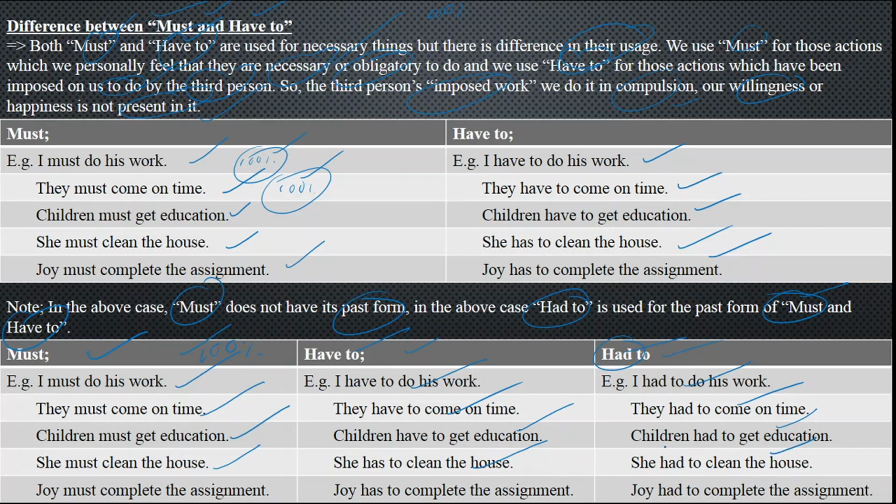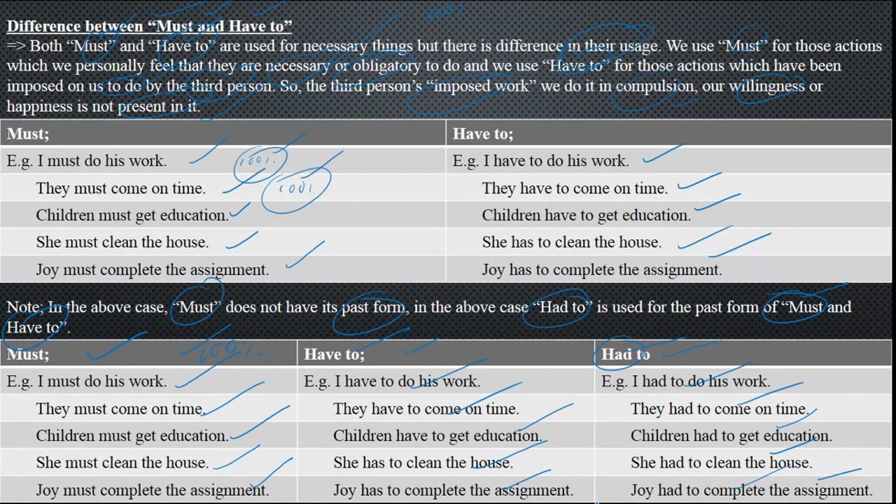Joy must complete the assignment. Joy has to complete the assignment, and Joy had to complete the assignment. Joy must complete the assignment, that is his duty, and he does it by his own willingness, and it is obligatory to him. Joy has to complete the assignment whether he likes it or not. If he doesn't do it, he will remain failed, and if he does it, so well and good, but he has to do it. Joy had to complete the assignment, the past of both.